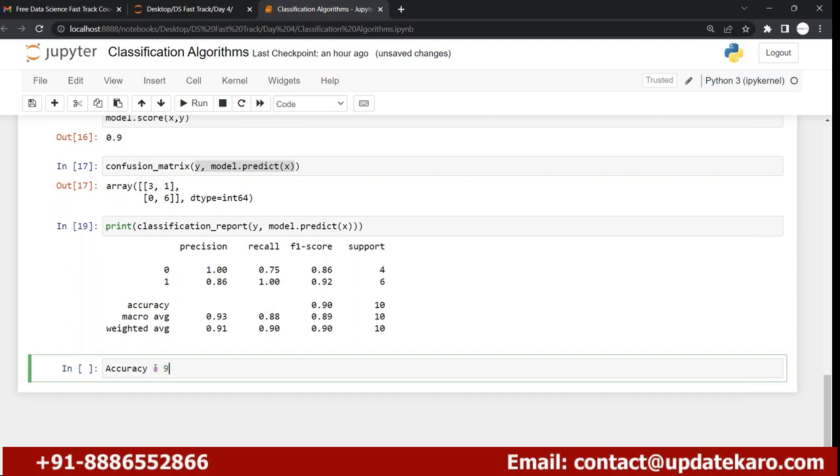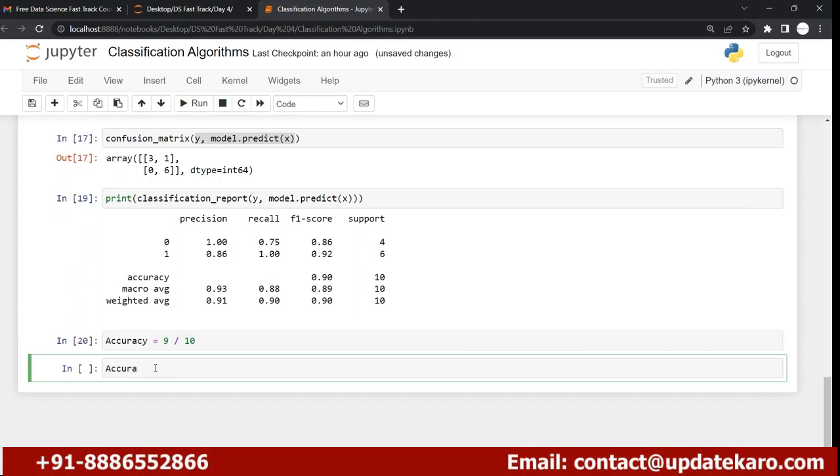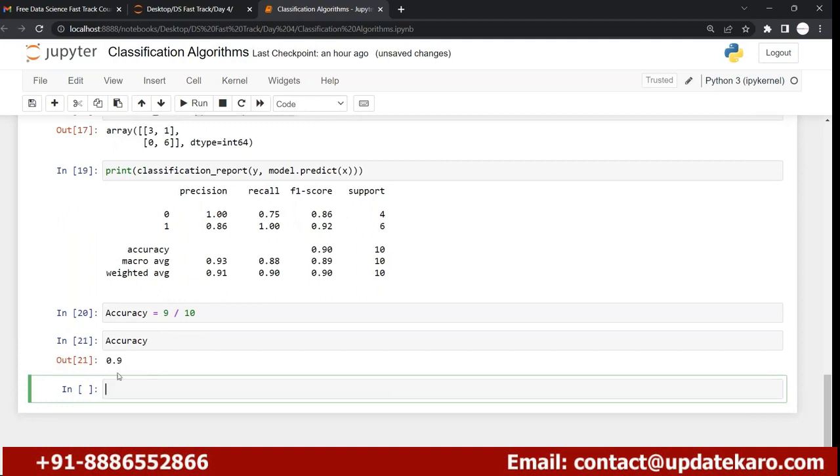So accuracy equals, how many correct predictions are there? A total of 9 correct predictions, because 3 plus 6 equals 9, divided by how many observations are there? A total of 10 observations. So your accuracy will be 0.9, right? Which means that 90% of the time your model is correct, and only 10% of the time your model shows you incorrect predictions.